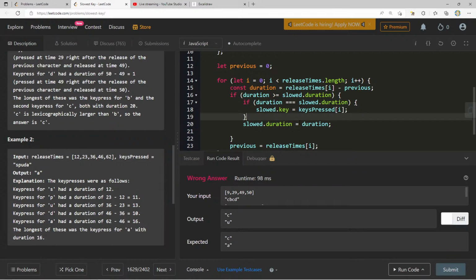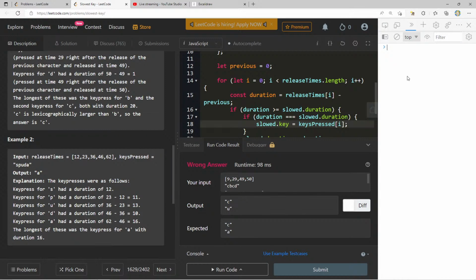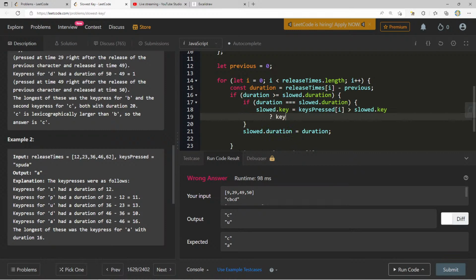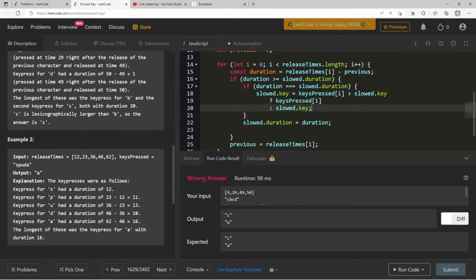Either the thing that's currently in keys pressed or, and how do we, if I do like math.max, that's very strange to do that with characters, that's not going to work. The larger of the two. So we can say slowed.key is keys pressed of i if keys pressed of i is greater than slowed.key, else slowed.key. And the duration will always equal the duration.